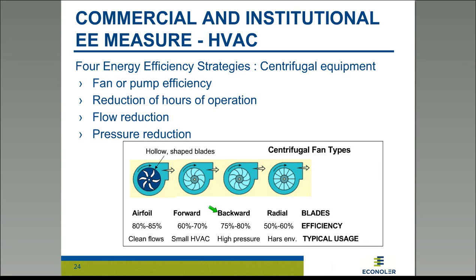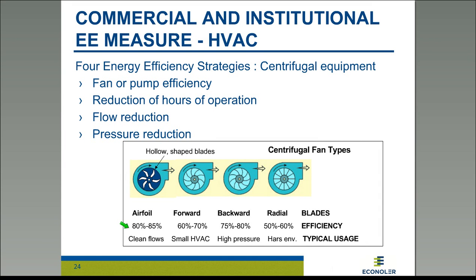The one that we find the most in large buildings is the backward inclined fan. You can achieve 75% to 80% and you can generate relatively high pressure using those systems. In a very high efficiency building, you will find an airfoil design. That's a fan where you use blade-shaped blades to reduce the losses and increase the efficiency of the fan. You can achieve 80 to 85%.